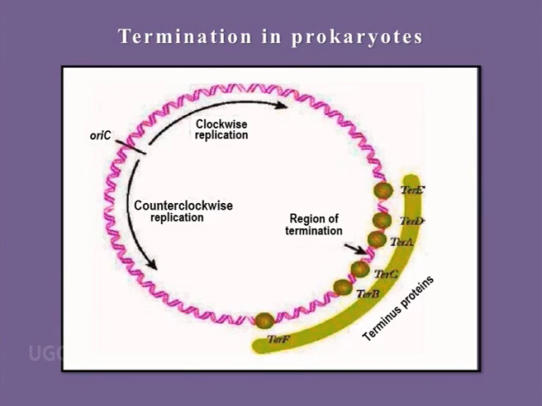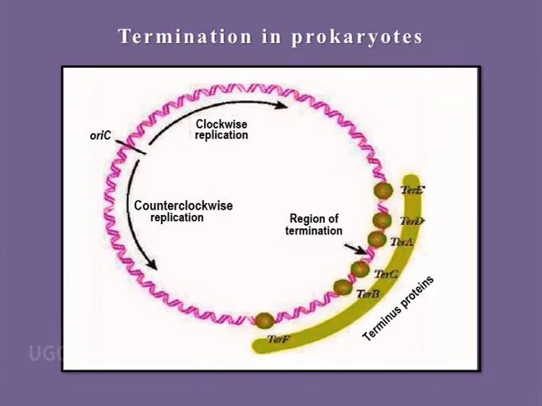Now, since there is bidirectional replication, the two replication forks are moving in two different directions. In order to prevent reduplication of the already duplicated genetic material, the replication fork should terminate at the proper position. For this, there are the TER sites. These TER sites prevent the further extension of the replication fork after it has reached them. In this way, they prevent the reduplication.